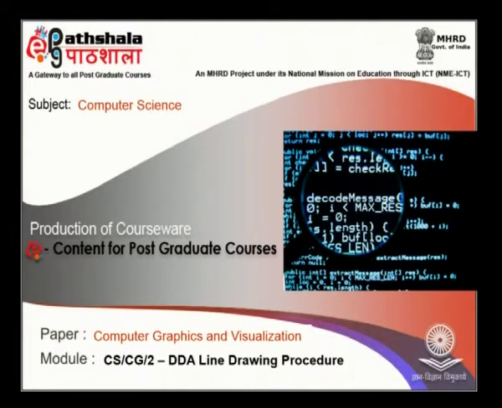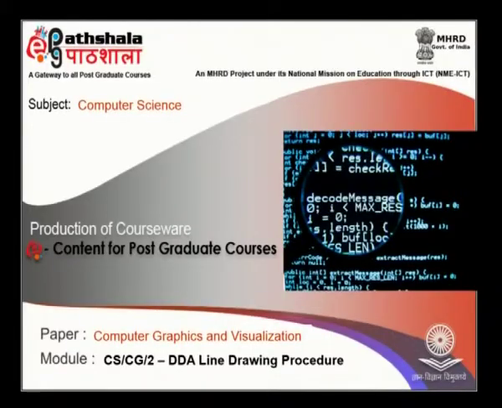We will continue further with the circle drawing, and the other line drawing procedures like Bresenham and so on. We will start with the DDA line drawing procedure, followed by Bresenham's line drawing procedure, and followed by that is the circle drawing procedure. So, hope you remember all that we discussed. That will be really useful for this session as well. Let us continue with this second session today.